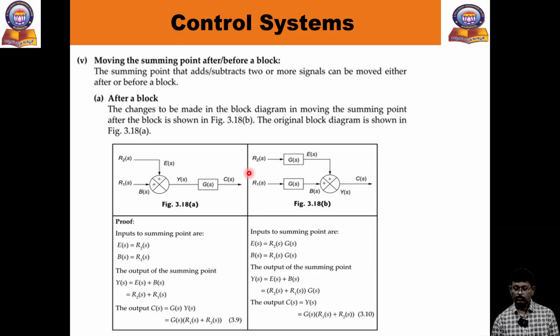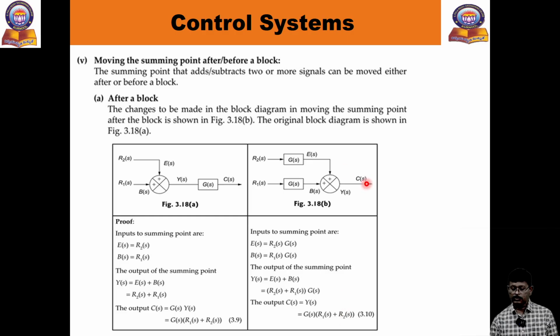Now what will happen? Now multiply the two gains in the forward path. You are adding the blocks here and here. In all the forward paths, you are adding the two gains here. Now you can see the proof. What is C of s now? C of s equal to R2 of s into G of s plus R1 of s into G of s. You can observe here, now take the common G of s.